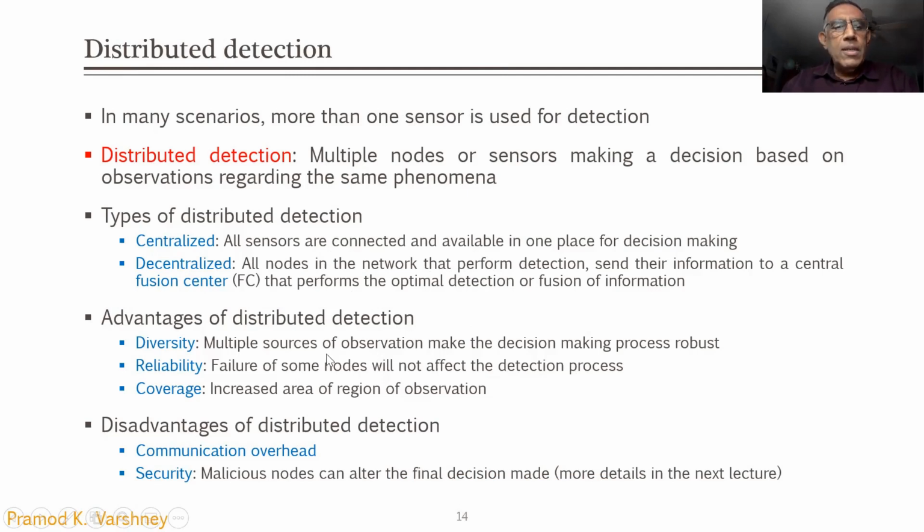Now, advantages of distributed detection: we have diversity, it makes things robust, reliability, so graceful degradation of performance, and coverage, we can try to cover a larger area. However, it comes with some disadvantages. There is communication overhead, and there could be malicious nodes that could hack or impact our decision making.